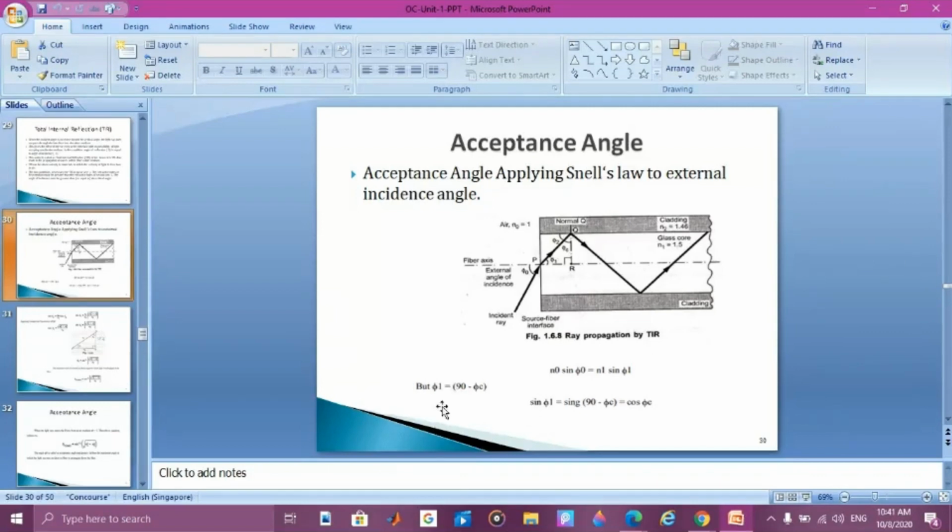So here phi 1 is equal to 90 degrees minus phi c. What is phi 1? It is this angle. This angle phi 1 is equal to 90 degrees minus phi c, that is, 90 degrees minus the critical angle. So sin phi 1 equals sin of (90 minus phi c), which is equal to cos phi c.